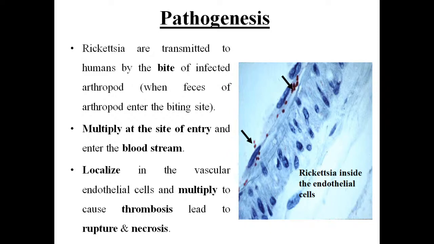The patient starts to scratch the site of biting and bacteria are scratched into the blood. Then rickettsia localize in the vascular endothelial cells and multiply to cause thrombosis that leads to rupture and necrosis. Rickettsia enter the bloodstream, localize in endothelial cells, multiply there, and destroy these cells. Look at this picture. Bacteria are present in endothelial cells of blood vessels. They destroy endothelial cells, destroy blood vessels, and cause thrombosis. Oxygen doesn't reach, and it causes rupture and necrosis.